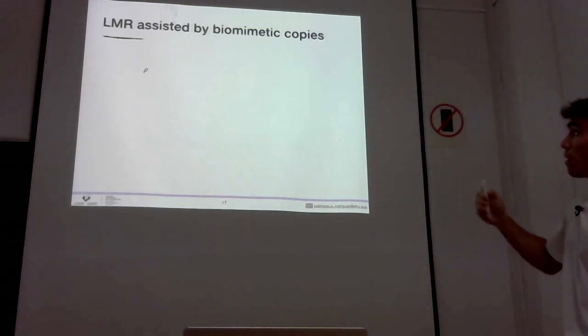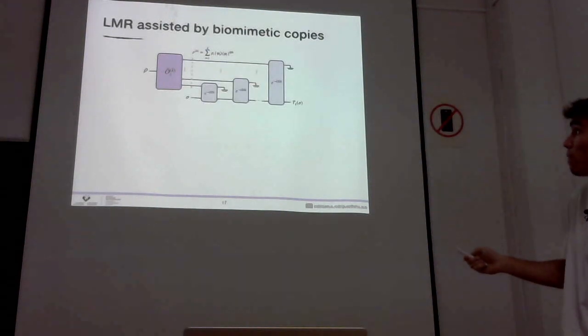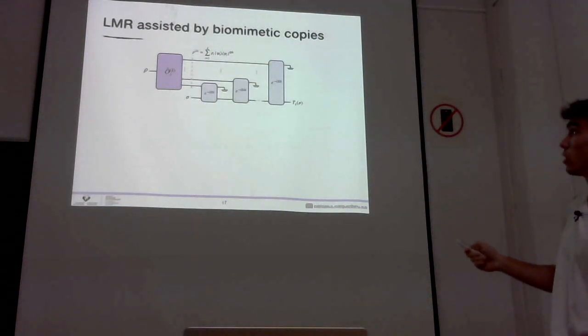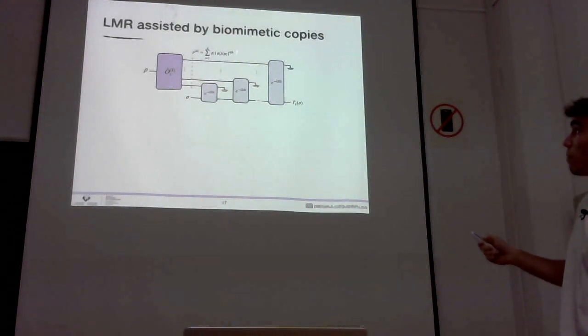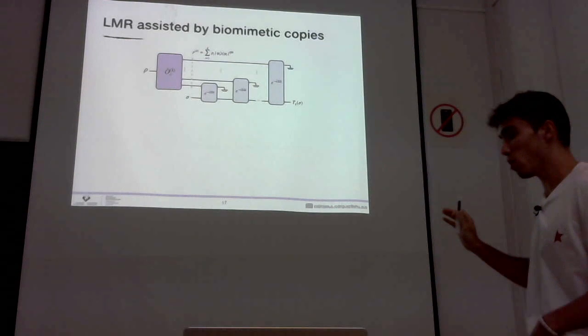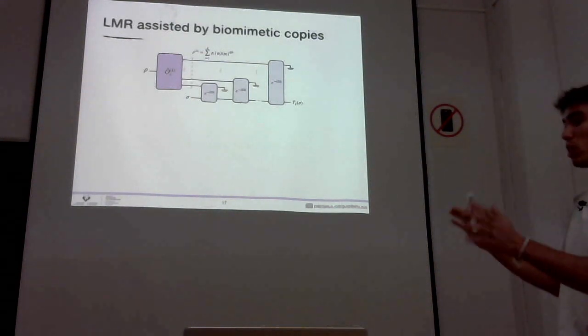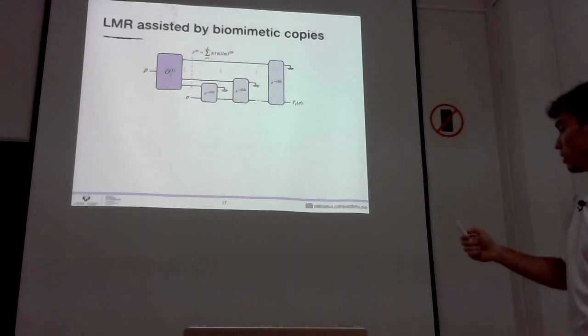So basically, having one rho, we will apply this biomimetic cloning machine to obtain chi biomimetic copies from this rho, and then we will apply the same architecture as before. From a single rho, I obtain k copies, and I apply this LMR protocol k times. So it's the same as before, but now we are doing this for smaller time intervals because we are obtaining more copies from this cloning machine.